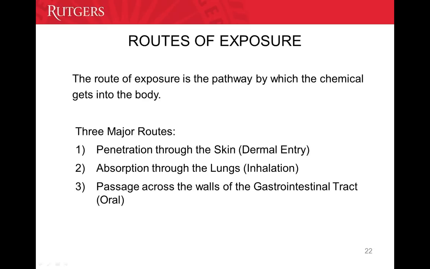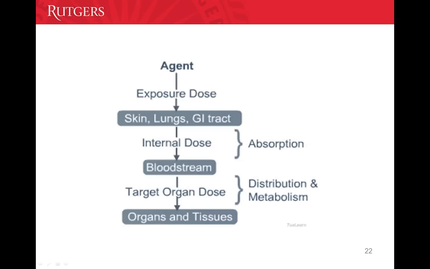So how do we get exposed? We gave 2 quick little examples of vitamin D and sodium fluoride. How do we get exposed to things? Well, there are lots of routes of exposure. But for our discussion today and for your preparation, we want to know the 3 big ones. Penetration through the skin, commonly known as dermal exposure. Absorption through the lungs, inhalation. And finally, passage across the walls of the gastrointestinal tract, or oral. So the big 3, of course, are dermal, inhalation, and oral.